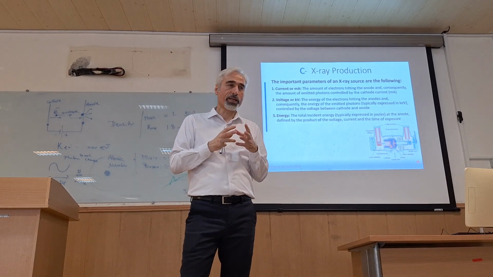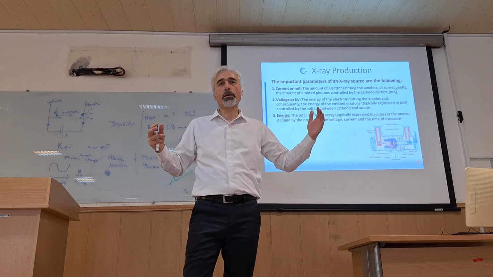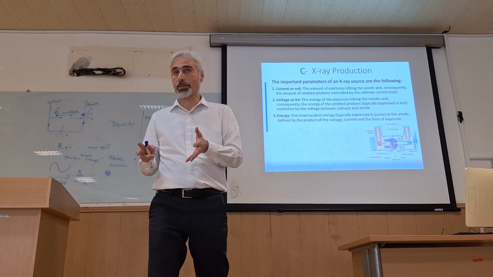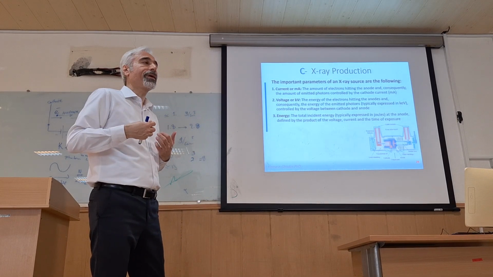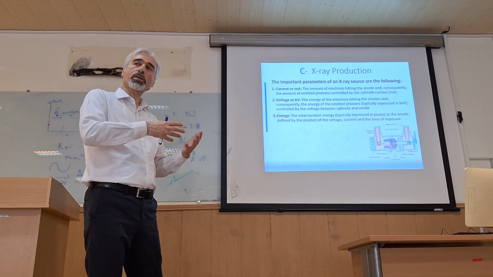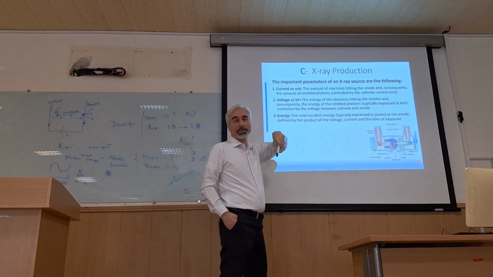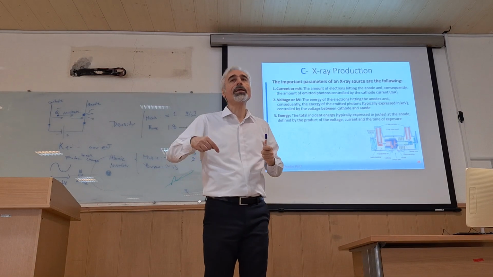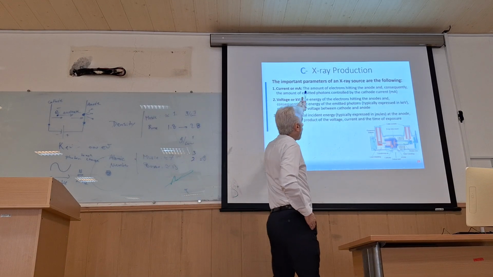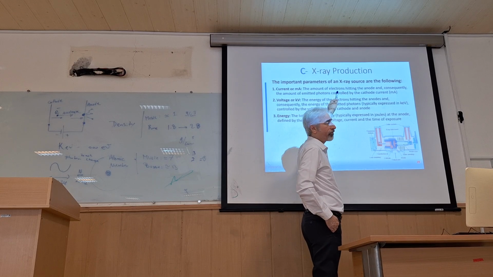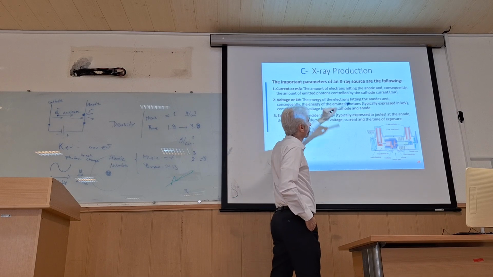The value of X-ray photons is not the same for thick people compared to thin people. You should adjust it. How can we adjust the value, the number, and the energy of photons that come outside the X-ray source? The first thing is what we call current, or MA. MA is the abbreviation of milliampere. What's the definition? The amount of electrons hitting the anode, and consequently the amount of emitted photons.